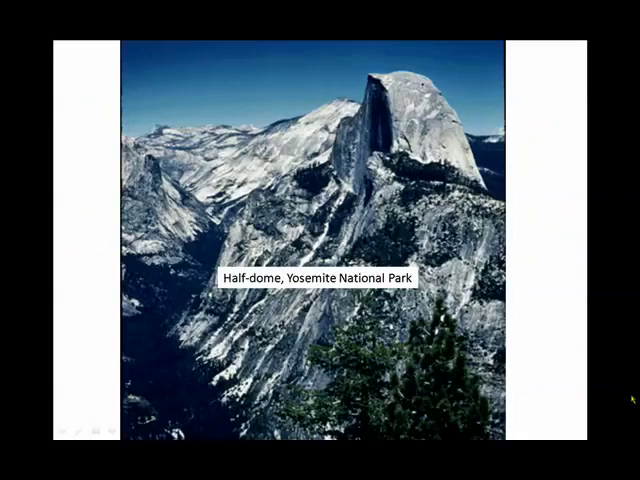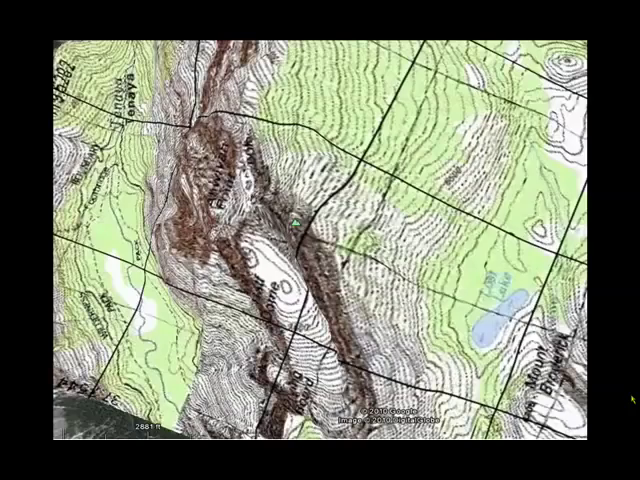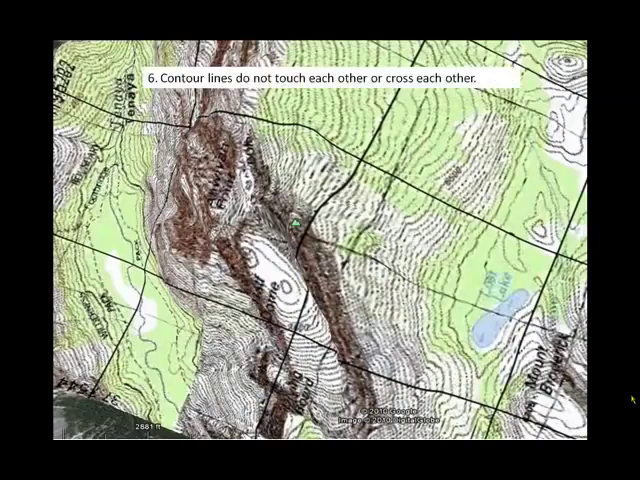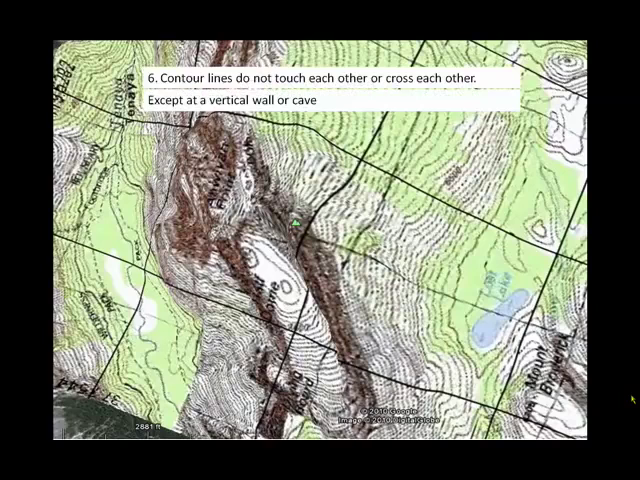However, what would they do with Half Dome in Yosemite National Park? You have a vertical cliff. That's the exception. The contour lines get so close together that they merge. So our rule that says contour lines don't touch or cross each other does have an exception, either at a vertical wall or at a cave.